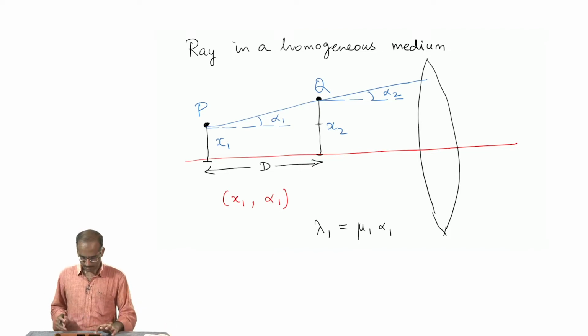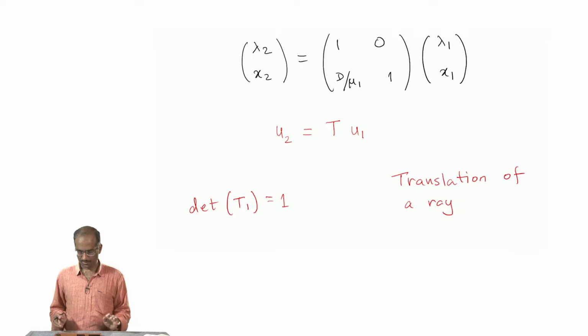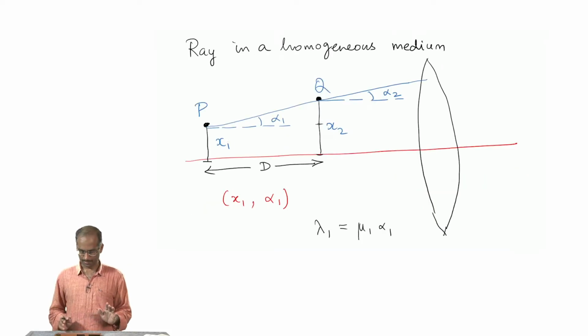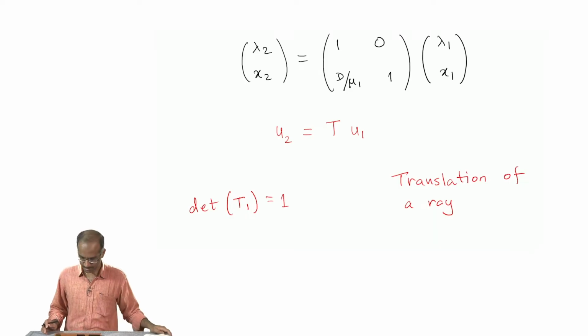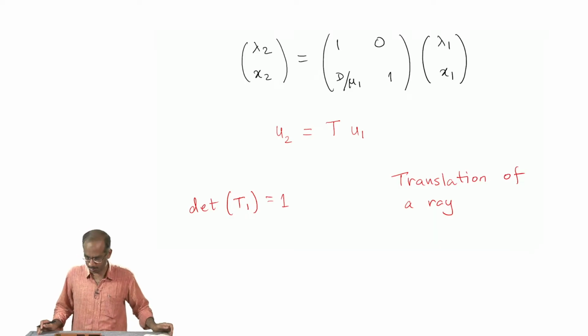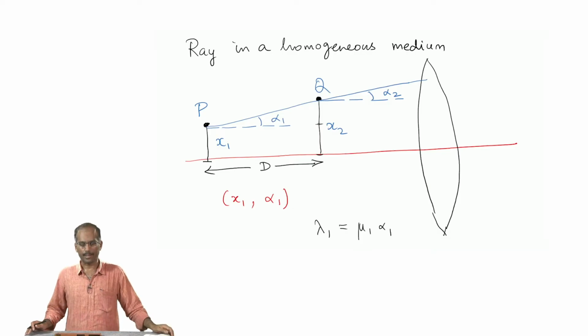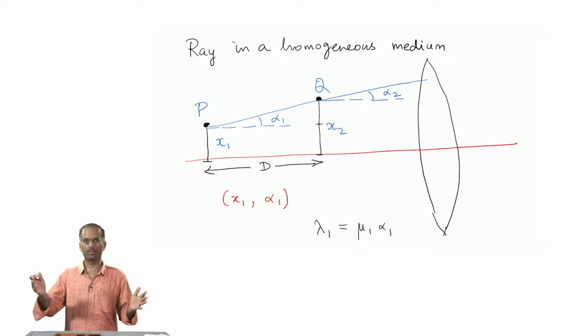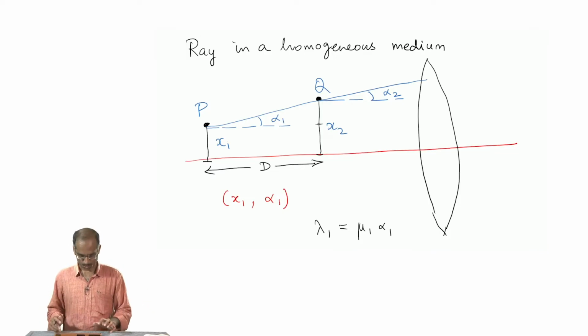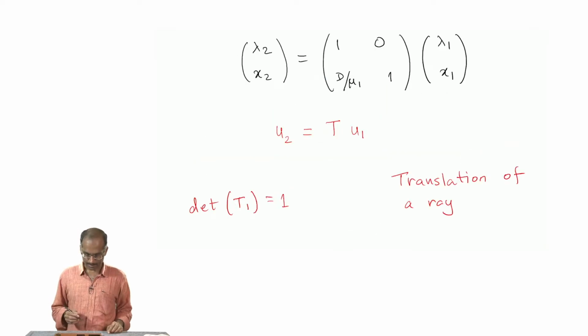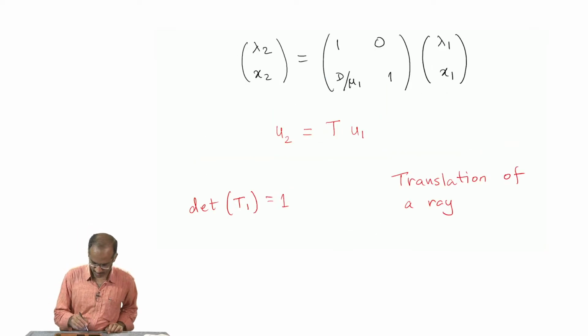Using this, we wrote down this equation for translation of a ray from point P to point Q. At point Q, the coordinates are described by lambda 2, x 2, and the initial point P is described by lambda 1, x 1. So, you want to know how to go from one to the other. In other words, given lambda 1, x 1, how do I go to lambda 2, x 2? That is provided by this solution in terms of this matrix.